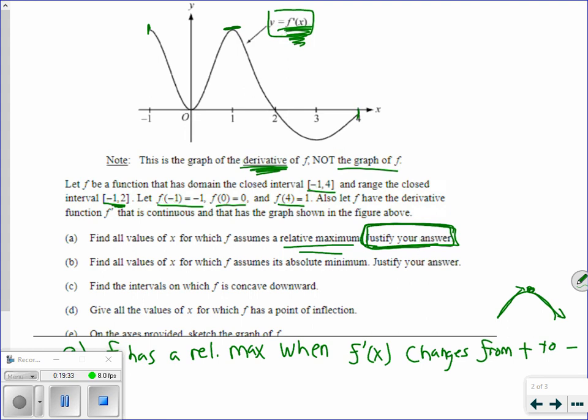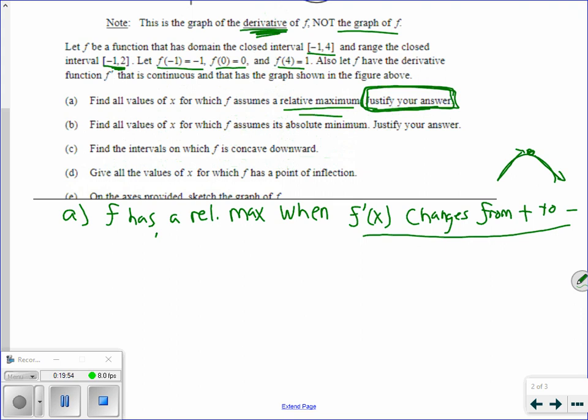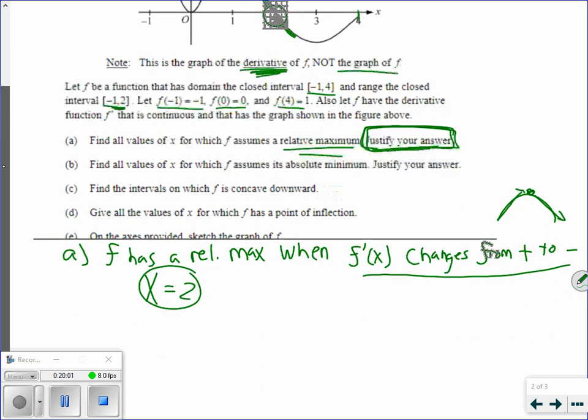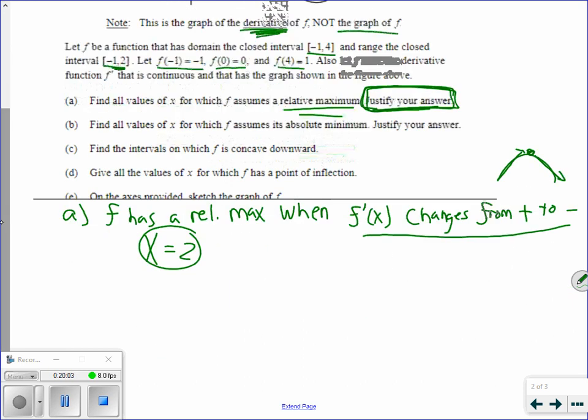Well, look at your justification again. f has a relative max when f prime changes from positive to negative. In this graph, when does f prime change from positive to negative? Positive values, negative values. It goes from positive to negative values at x equals 2. And that's the only point on this graph where it goes from positive to negative. So that's why I think it's very important to start with a justification, so you can find the answer really quick.